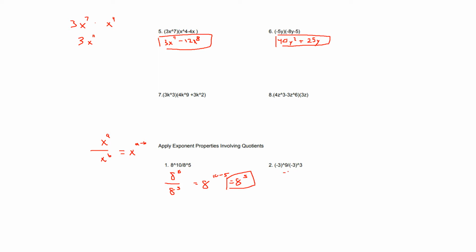Number 2 is the same thing, negative 3 to the power of 9 over negative 3 to the power of 3. So this becomes negative 3 to the power of 9 minus 3. It's just 6.